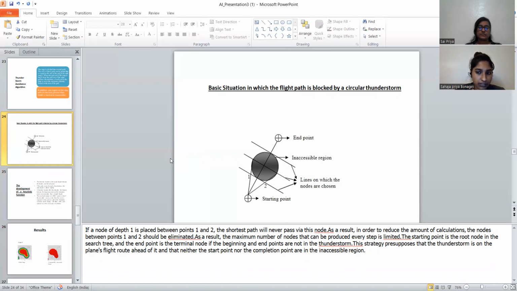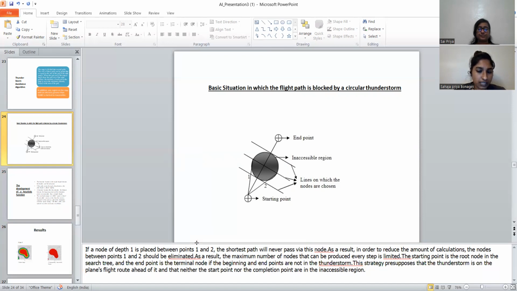So the start and end points are not in the storm if they are not in the search tree's root node. The root node is the first node in the search tree. Using the strategy, you need to know that the storm is ahead of the plane, and neither the start nor finish points are in the same area that isn't open to the plane. Next slide.